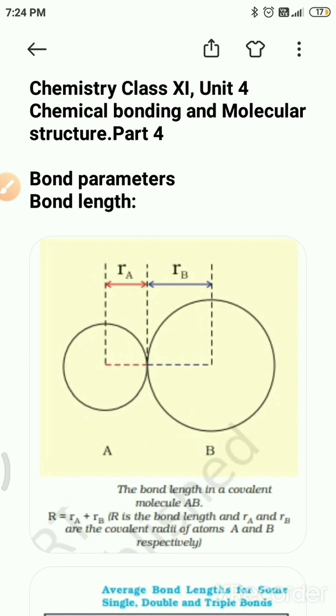So today let us continue with chapter 4, unit 4 of class 11, as per NCERT as well as PUC class. Unit 4 is the chapter that belongs to chemical bonding and molecular structure.